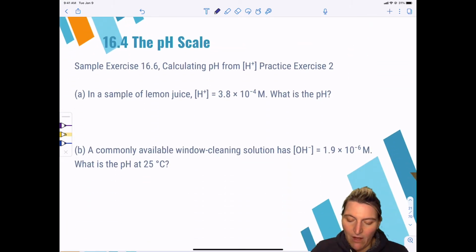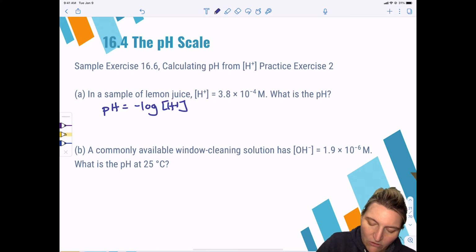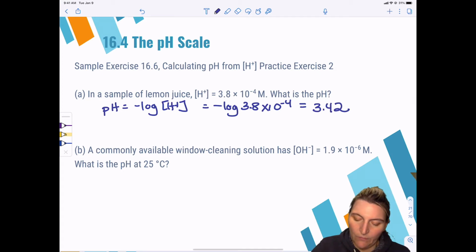A sample of lemon juice has a hydrogen ion concentration of 3.8 times 10 to the negative 4. What's the pH? The pH is, of course, the negative log of the hydrogen ion concentration. So the negative log of 3.8 times 10 to the negative 4. Plug that into our calculator, and we get 3.42.